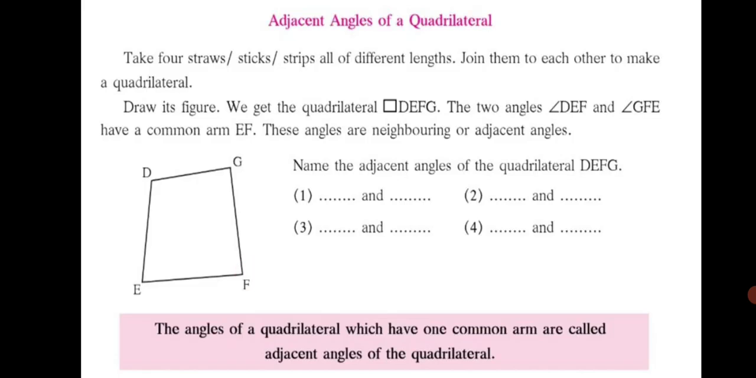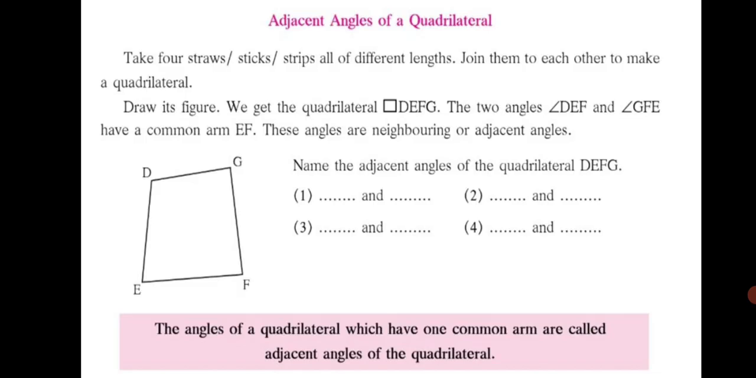So this way, when you take one side each common to two angles, then they become adjacent angles. So what is the property? The angles of a quadrilateral which have one common arm are called adjacent angles of the quadrilateral.